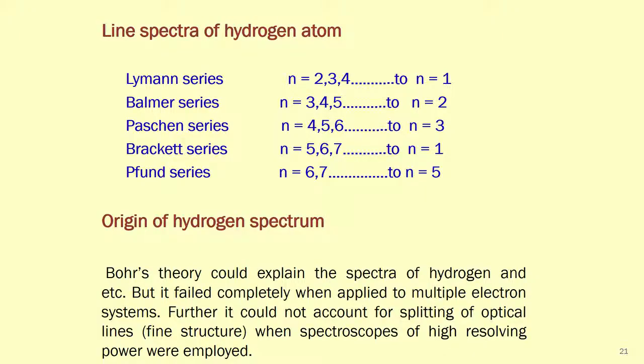So, this Bohr theory could explain most of the lines for hydrogen atom, but not for higher elements, that is helium, lithium, iron, cobalt, and all, they all become very complicated. You cannot really ascribe each element, because it is almost impossible to imagine all the line spectra and assign them to specific energy levels. So, Bohr's theory could explain the spectra of hydrogen because it is a simple system, but it failed completely when applied to multiple electron systems, helium, lithium, beryllium, boron, carbon, and all those things. Further, it could not account for the splitting of optical lines when spectroscopes of high resolving power were employed. So, that is the crux of the problem.